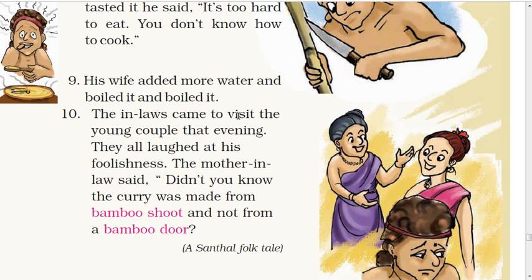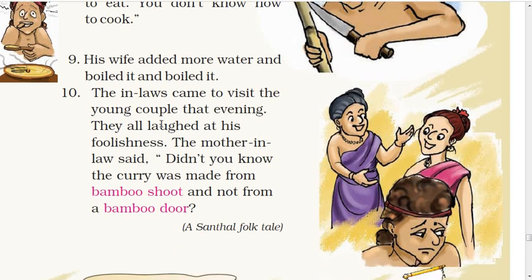So the in-laws came to visit the young couple that evening. They all laughed at his foolishness, and when they discovered that they were making the bamboo dish out of bamboo wood, the mother-in-law said, didn't you know the bamboo curry was made from the bamboo shoot and not from a bamboo door?